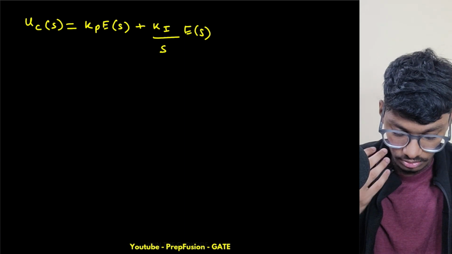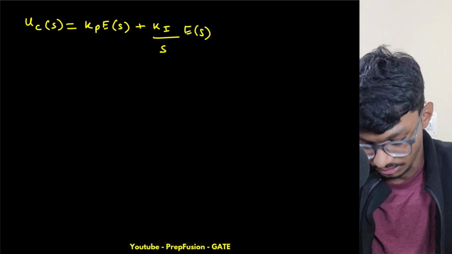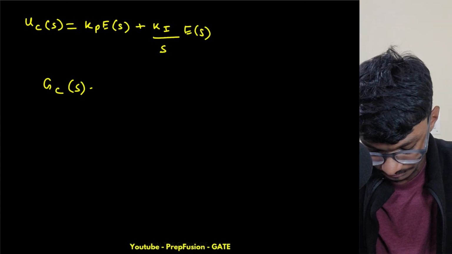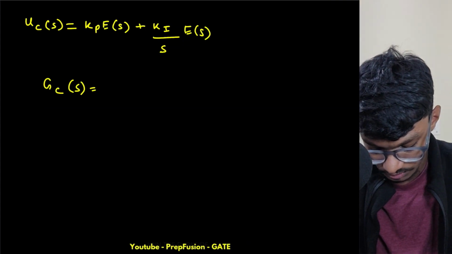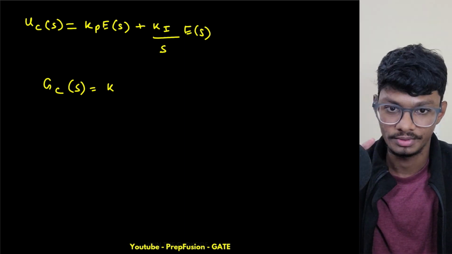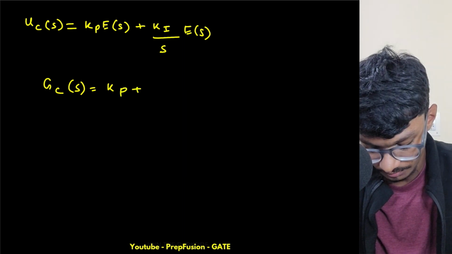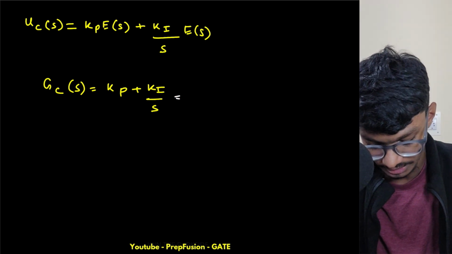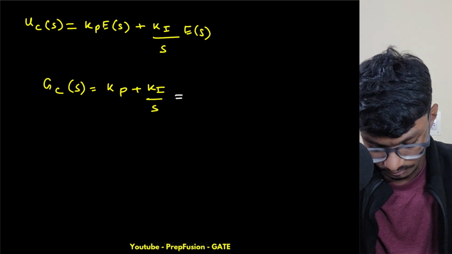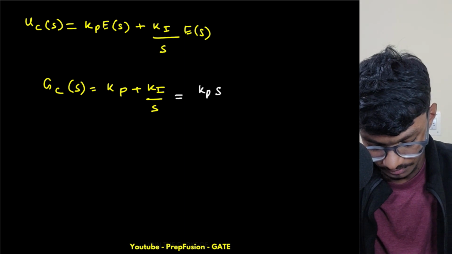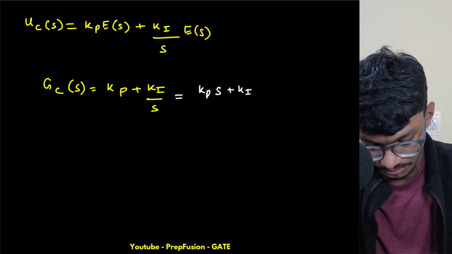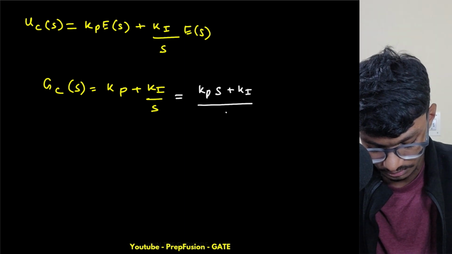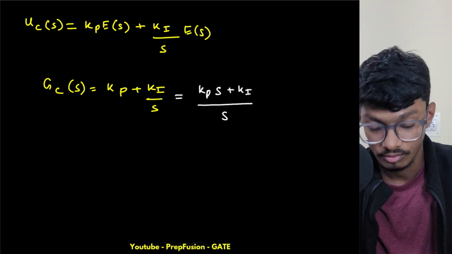Okay, so now what is the transfer function? The transfer function Gc(s) equals Uc(s) upon Ei(s), which is equal to Kp plus Ki by s. I can further write this down as (Kp s plus Ki) by s. Okay, so what do you observe?